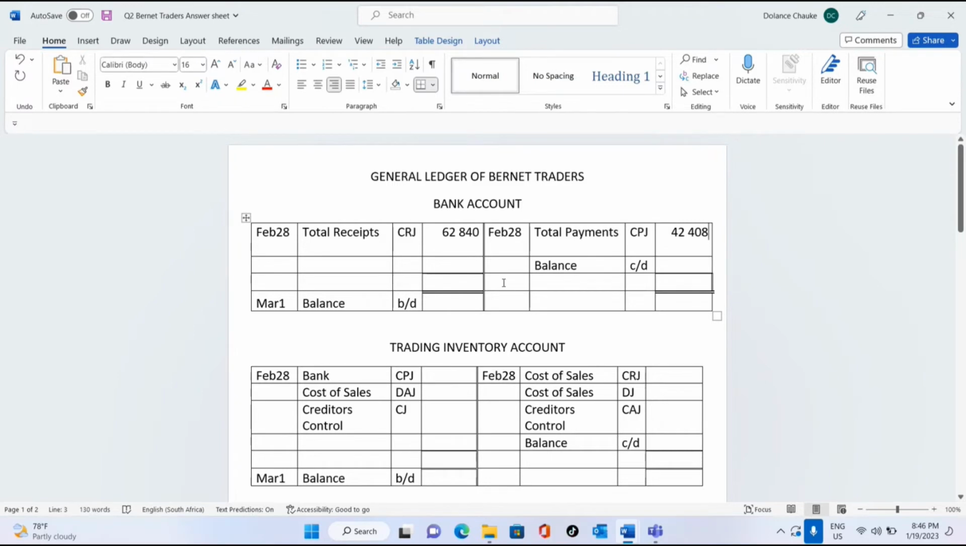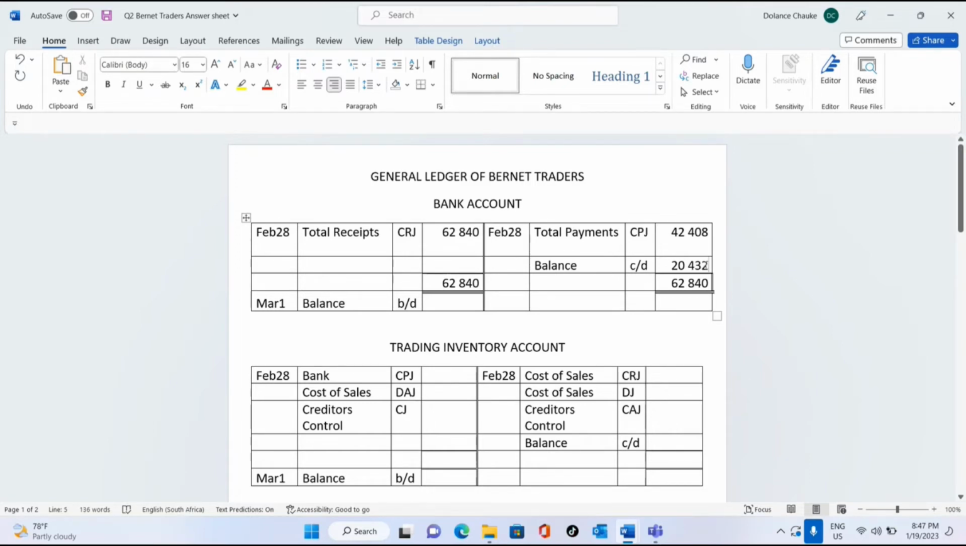And then we're done like that. Then the total is going to be 62840 because it's the bigger side. Even on this side, it's going to be 62840. And then we're going to say 62840 minus 42408. How much are you getting? 20432. Is everyone getting that?